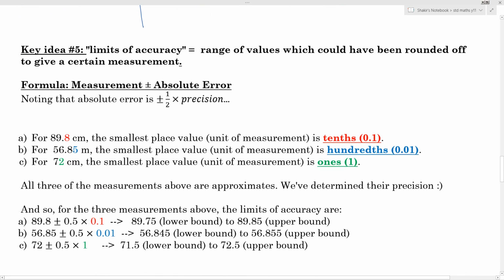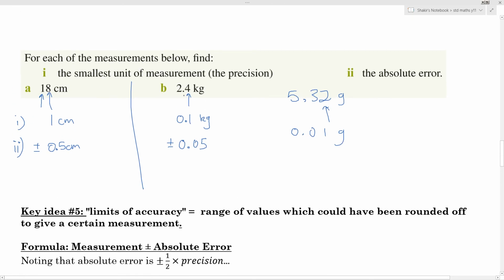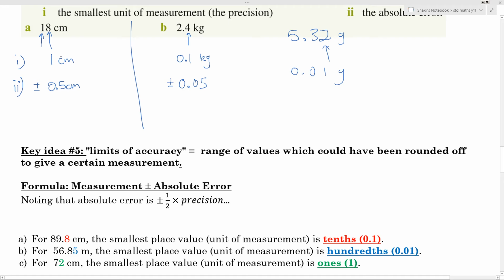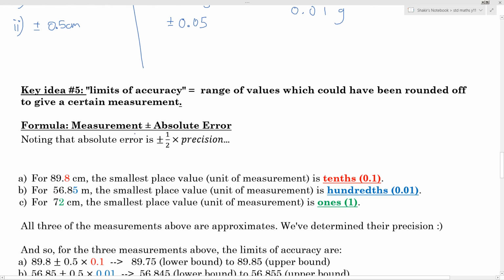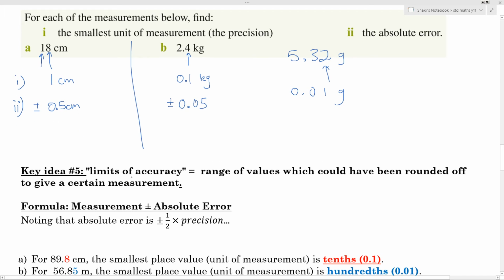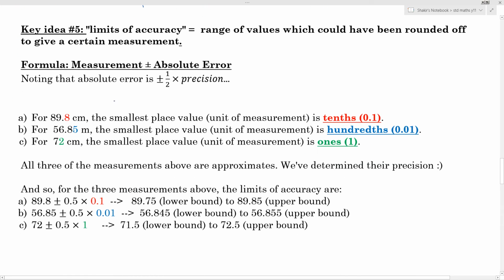So key idea number 5, limits of accuracy. It's the range of values which could have been rounded off to give a certain measurement. And to do this, you get the actual measurement, so 18 centimeters over here, or 2.4 kilograms, whatever, 18 centimeters, plus or minus absolute error. Absolute error, remember, was half of the precision. And that's it. So you get 18 plus or minus 0.5 to get the limits of accuracy, which would be 17.5 to 18.5. Anyway, so let's have a look at some examples.